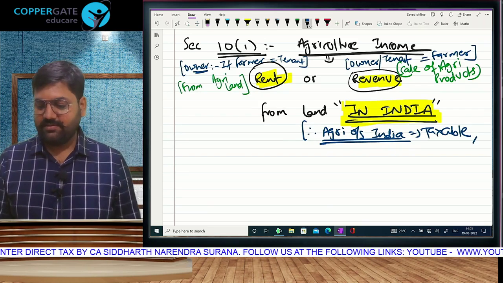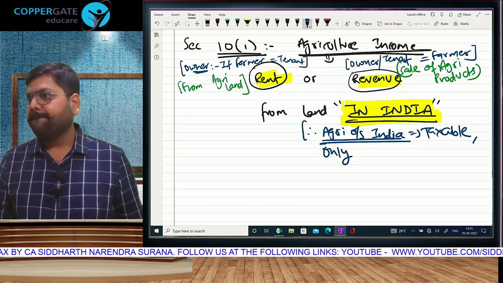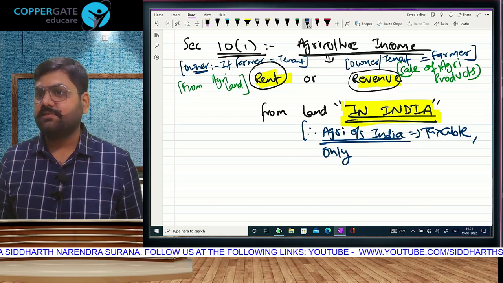Kya sir? Outside India is taxable? Because the exemption is only if the land is in India?